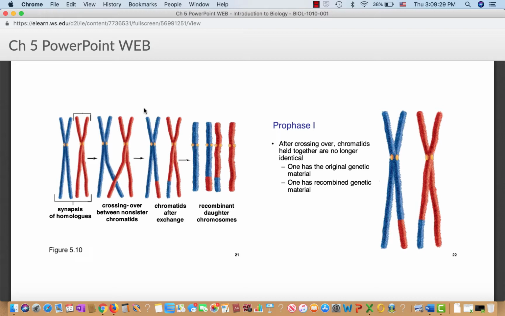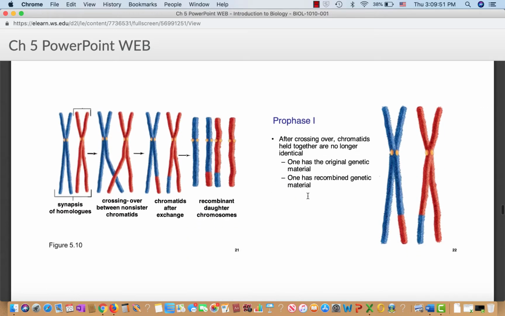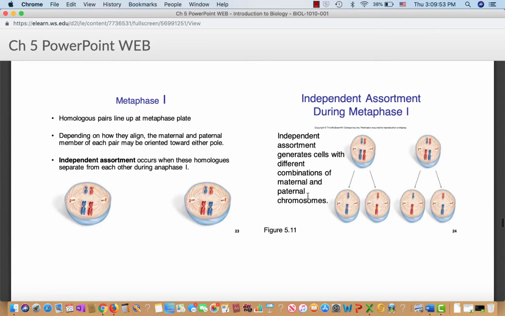Say the red copy was from mom and the blue copy was from dad. Well, now you have switched bits of DNA so that you've got some traits on this one from one parent and some from the other, instead of them just being straight up copies of their parents. So that's your first infusion of variation right there. And then during metaphase 1, you have this independent assortment.